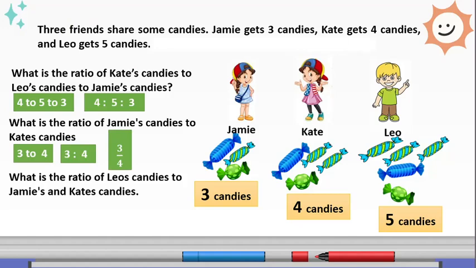What is the ratio of Leo's candies to Jamie's and Kate's candies? So we will be comparing two terms only. Kasi we will be comparing the number of Leo's candies to the number of candies that Jamie and Kate have. So Leo gets 5 candies. Jamie and Kate get 3 plus 4. So 5 to 7. In colon form, 5 colon 7. And in fraction form, 5 over 7. So that's how we write ratios.